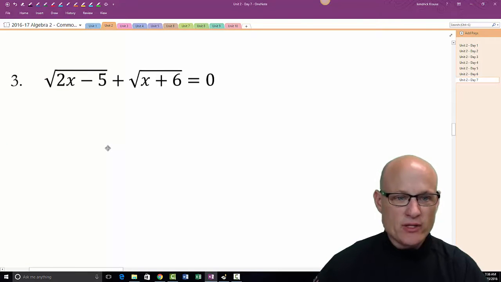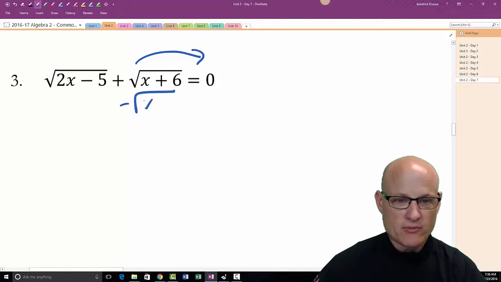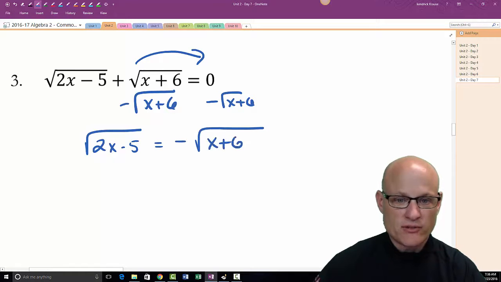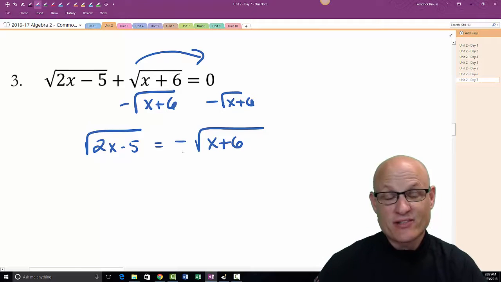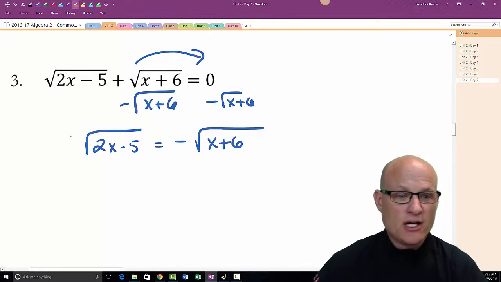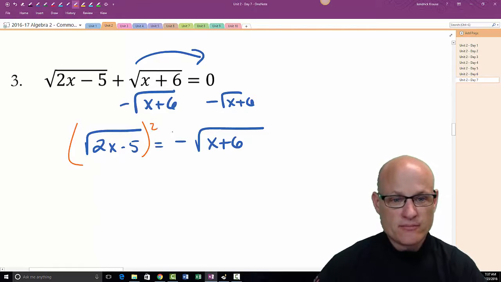So I got to get the weird thing alone. So I'll just bring this one over. I'm going to subtract the square root of x plus 6. So I get square root of 2x minus 5 equals negative square root of x plus 6. Actually, I've isolated both radicals in this case, so I think this one's actually going to be a pretty easy one. I'm going to square both sides.